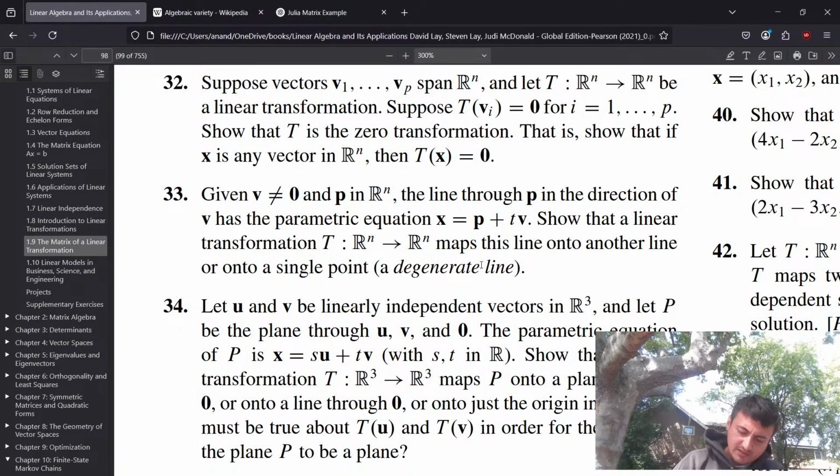Let's say T(x) = 0 for all x. In that case, we're just going to get a point, the 0 point. So T(x) = 0. That's the obvious case. So we've shown that we can just get a point by making that linear transformation the 0 map.